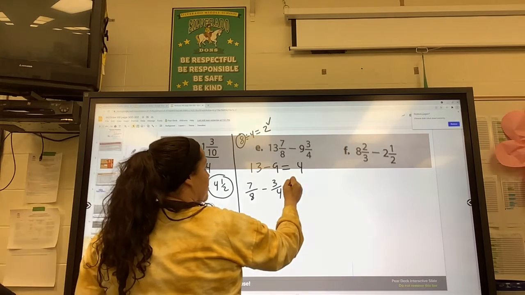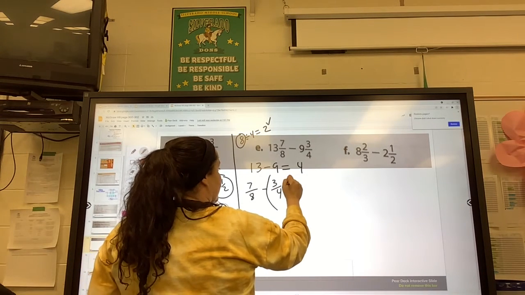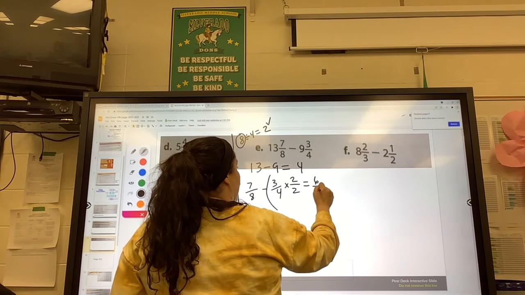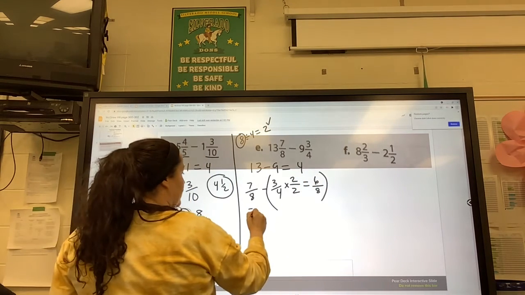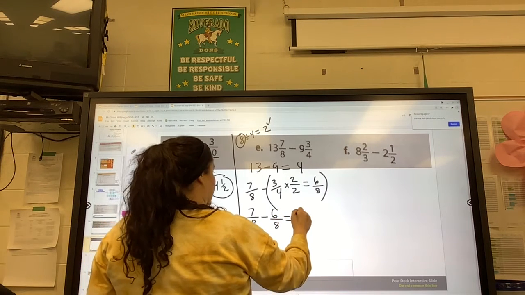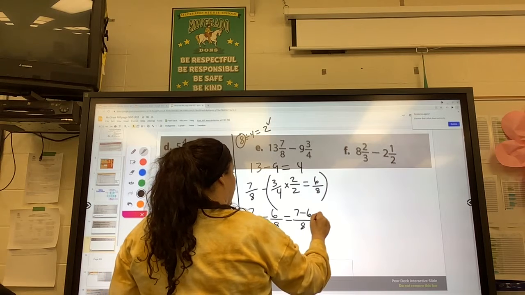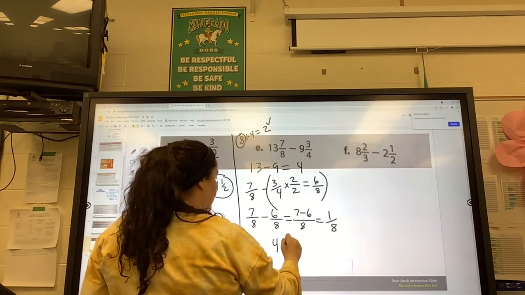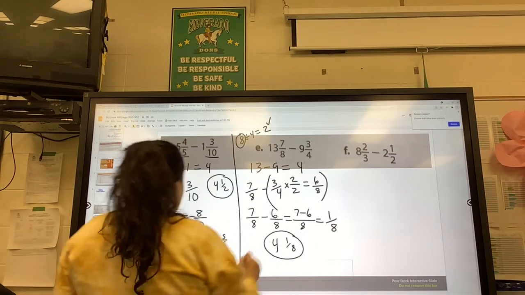So I'm just going to change this fraction times 2 over 2 to get 6 over 8. Now I have a fraction over 8. So 7/8 minus 6 over 8 equals 7 minus 6 over 8, which equals 1/8. Combine 4 and 1/8, and that is your answer.